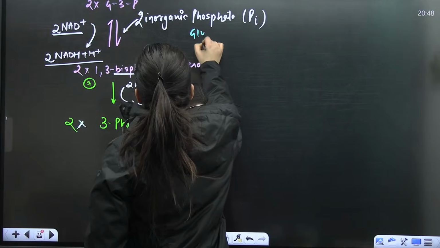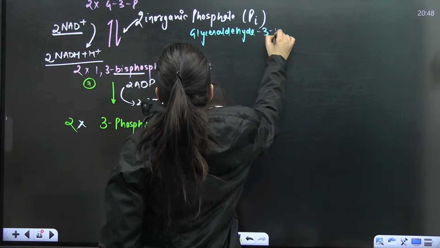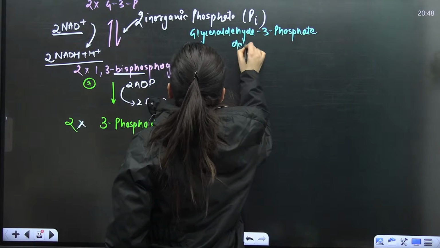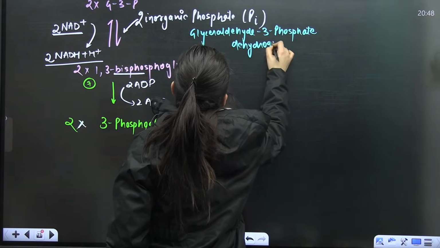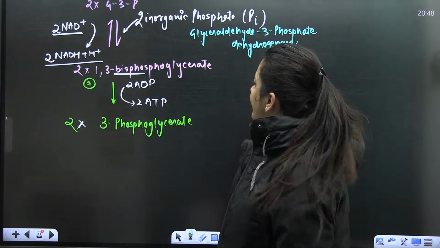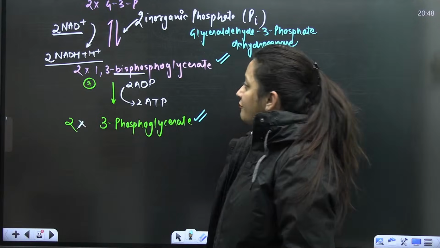Glyceraldehyde 3-phosphate dehydrogenase. Understood? Now 1,3-bis-phosphoglycerate will give you 3-phosphoglycerate.